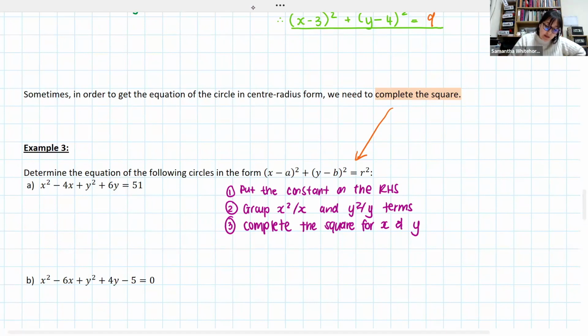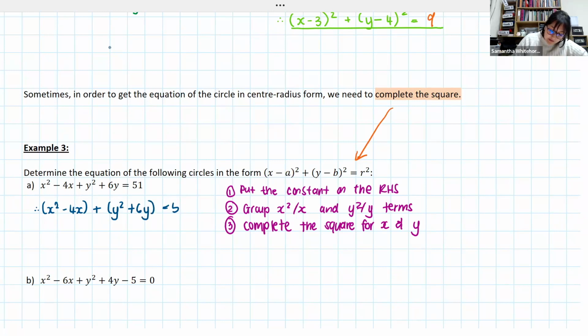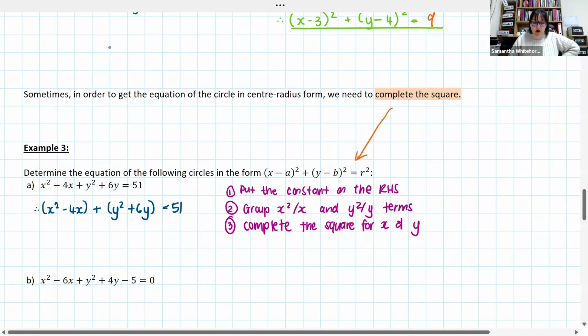Okay, so step 1's done for us. Step 2, we want to group our terms. So x squared minus 4x plus y squared plus 6y is equal to 51. Notice how I've put a plus sign in the middle of my brackets. We're not multiplying brackets. It's 2 separate terms. Okay, once we've done that, we complete the square.